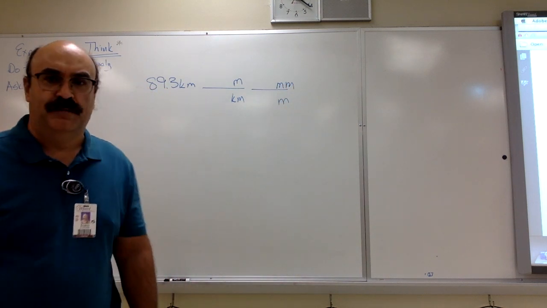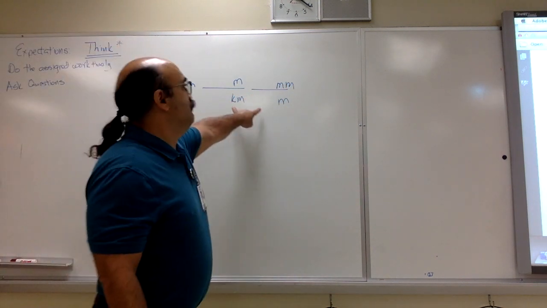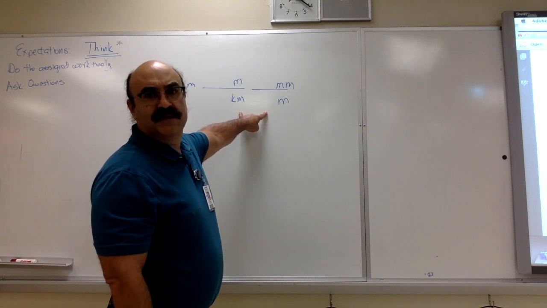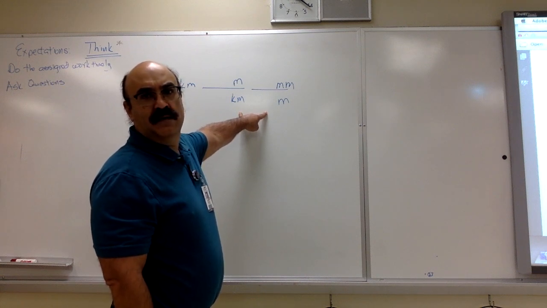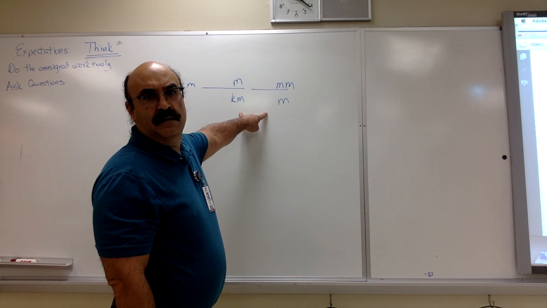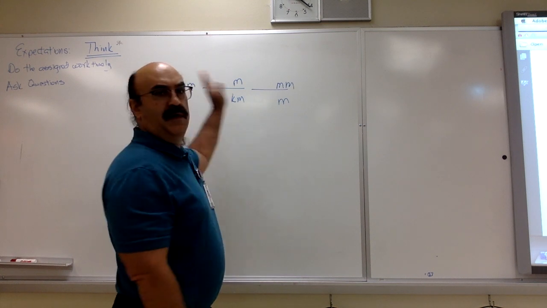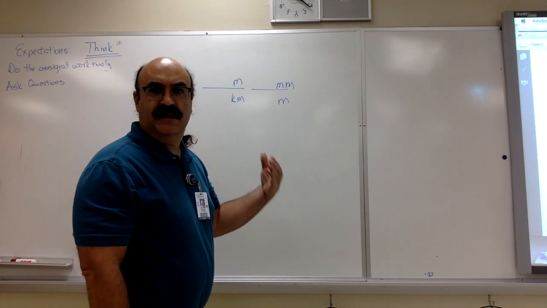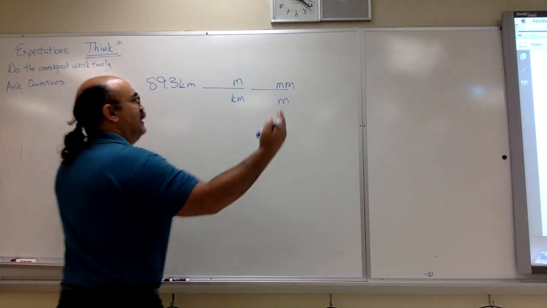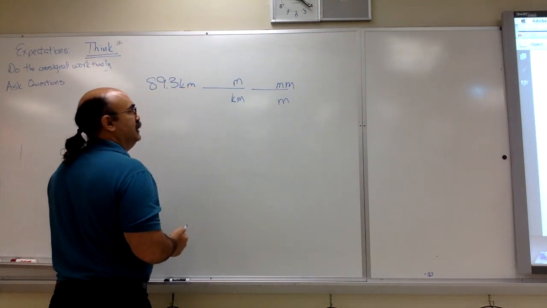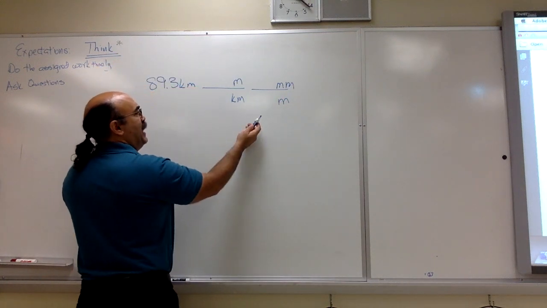Anytime I'm changing in the prefix system, at most I will have 2 steps. That's it. Because I'm either going to or from the base unit. That's how everything is defined. So my first step, look at it dimensionally. My second step, fill in the values.